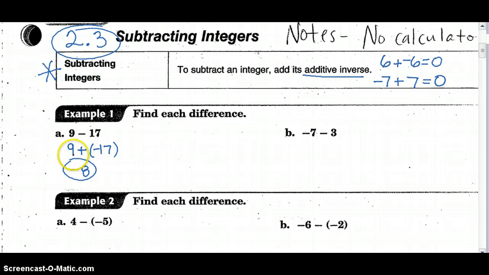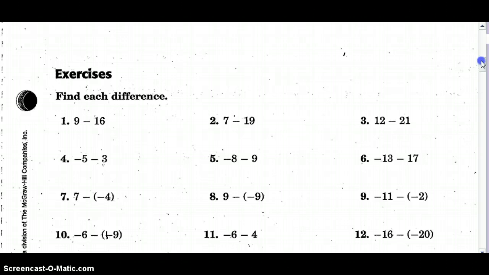because 17 has a greater absolute value than 9. Here we have negative 7 minus 3. So really I'm adding negative 3. So when you add with the same sign, you just add and keep that sign. So that gives us negative 10.